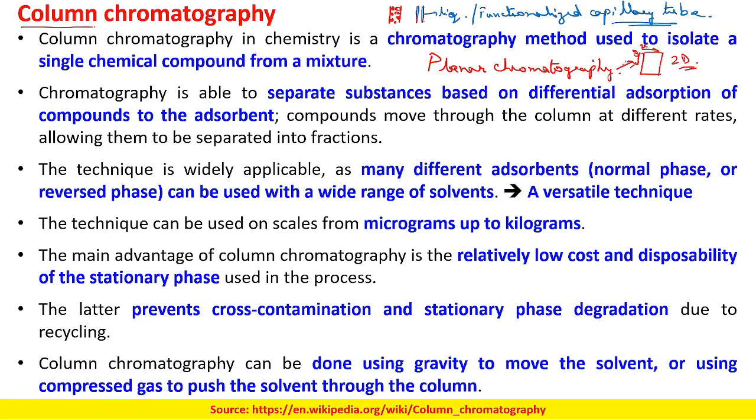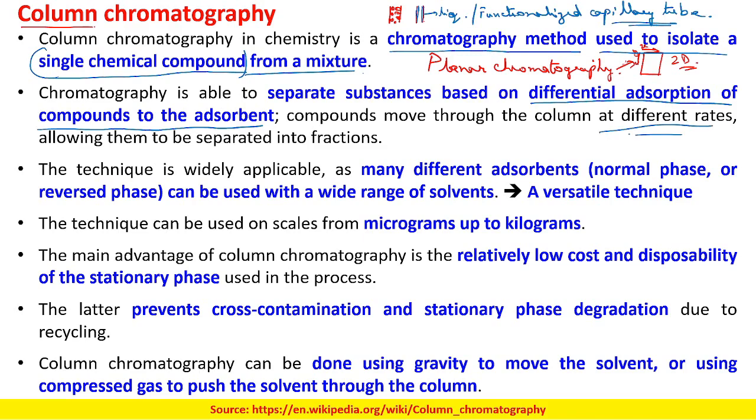Now in column chromatography, this is a chromatographic method which is used to isolate a single chemical compound from a mixture. We are interested in a single chemical compound from the mixture. The separation of the analytes here is based on differential adsorption of compounds on the adsorbent, while the compounds move through the column at different rates, which allows them to get separated in the fractions.